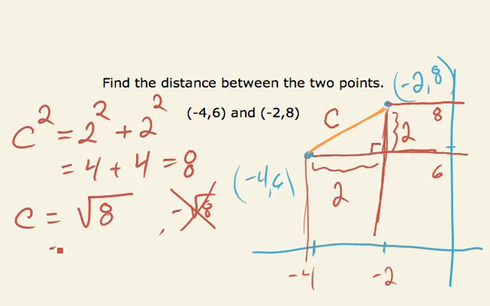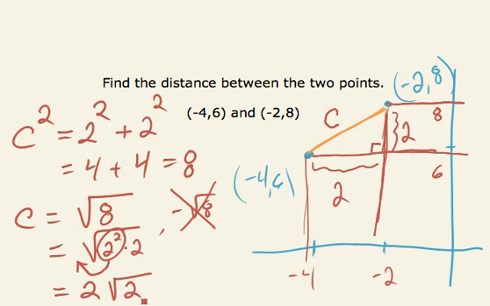If you wanted to, you could go ahead and realize that 8 is 2 squared times 2, and then you could take this 2 squared bit, pull it outside of the square root. And when it comes outside of the square root, we lose the squared. It just becomes a 2. We have that root 2 sitting on the inside still. So the hypotenuse has length 2 times root 2. And we're done. We have the distance.